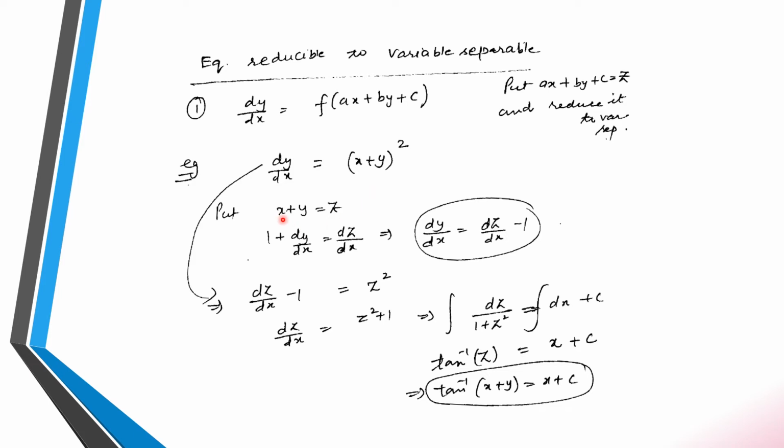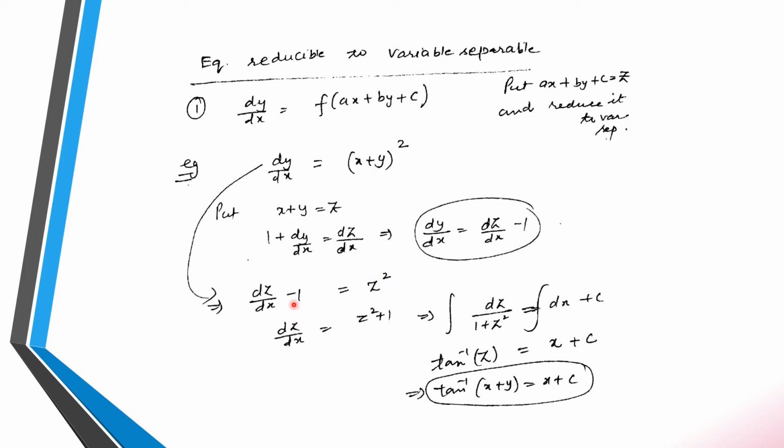So since we have the relation x plus y is equal to z, we can take the differentiation on both sides. What is the differentiation of x with respect to x? It is 1. Derivative of y with respect to x is dy by dx. Derivative of z with respect to x is dz by dx. So the value of dy by dx is dz by dx minus 1. You can substitute this value over here. So you will have dz by dx minus 1 is equal to, and what is the value of x plus y? This is z, so it is equal to z square.